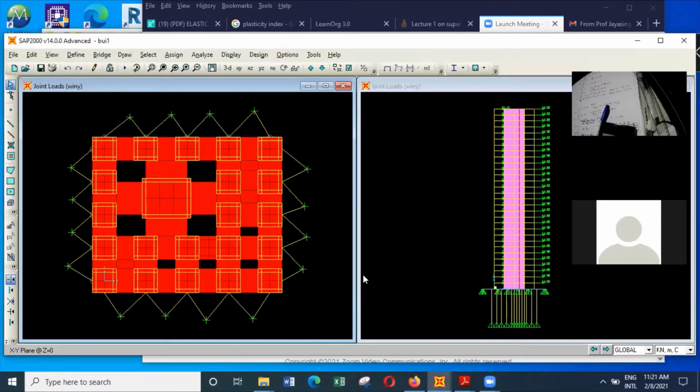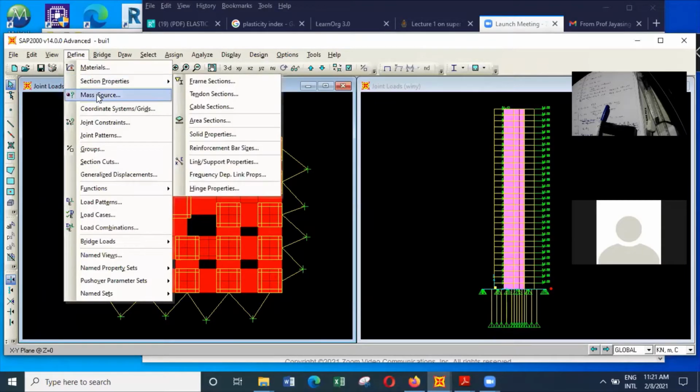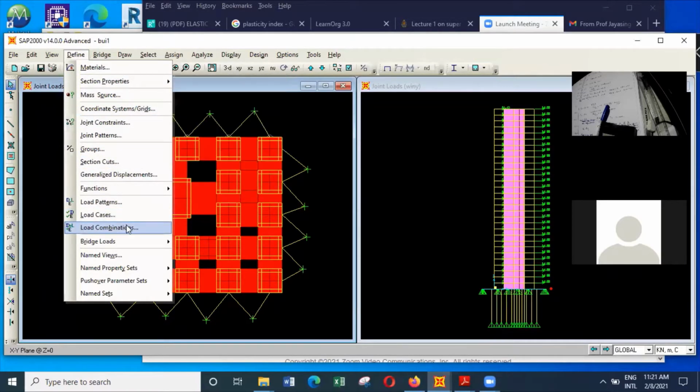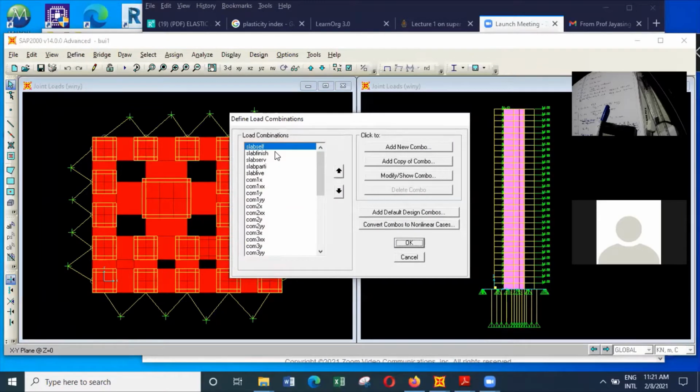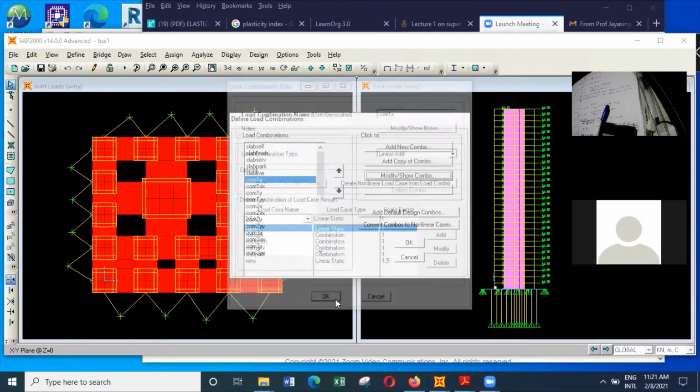So last time we created a model like this, and did we talk about defining the load combinations? Janit, did you talk about all these combinations? Yes, sir. All right. Okay.